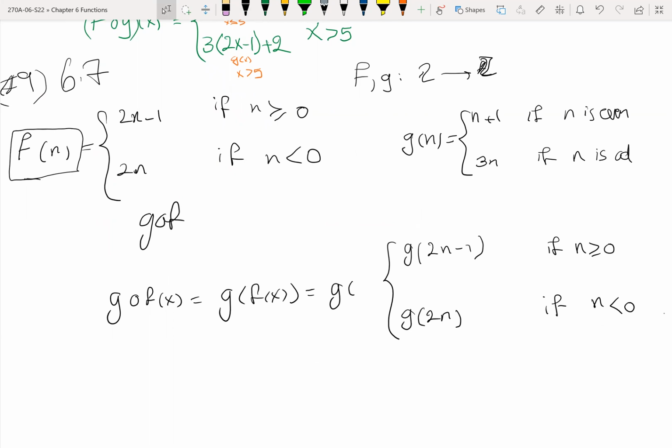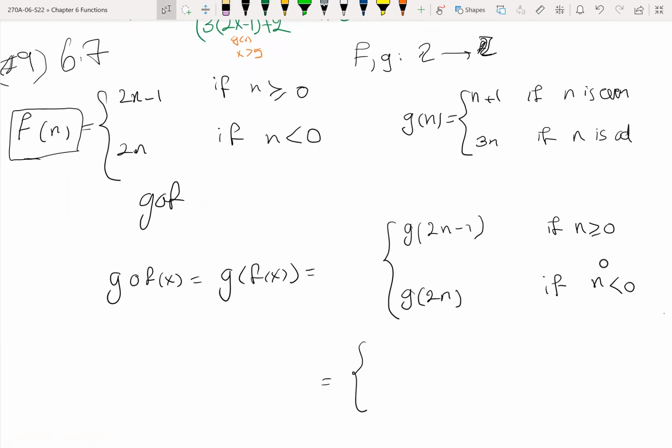Your input for the function g of f for now is only f of x. So you're having 2 cases. You can plug in g for the top function if n is positive, and for the bottom function when n is negative. Is that okay by now? Can I continue? Okay. So the next step is when you are making your g of 2n minus 1.